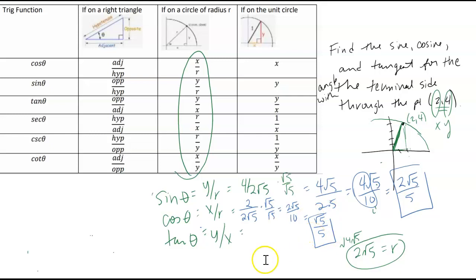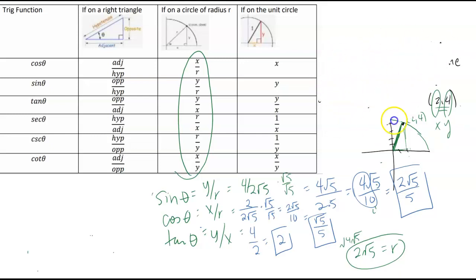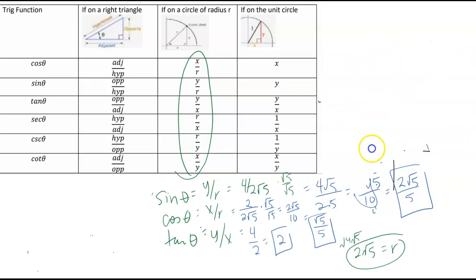Okay. And then the last one is y over x. So the y is 4, the x is 2, and that reduces to 2. So there I have my 3 examples. The only thing left is to look at what if I'm on the unit circle, and how will I know that I need to use those values instead.